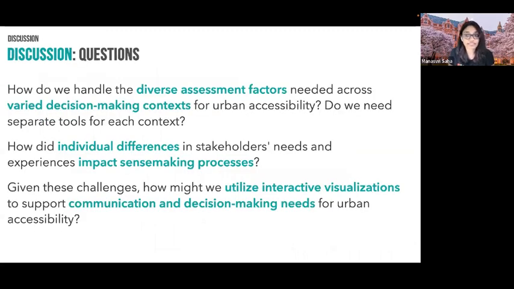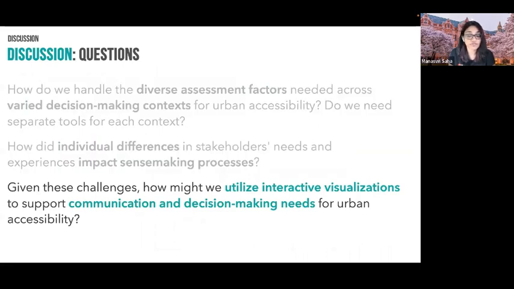Given these findings, in the paper, we discussed the implications for future visualization tools that cater to the diverse context with varied factors and priorities and stakeholder differences. We created a set of design considerations around this overarching question we asked in the beginning of how might we utilize interactive visualization to support communication and decision-making needs for urban accessibility.